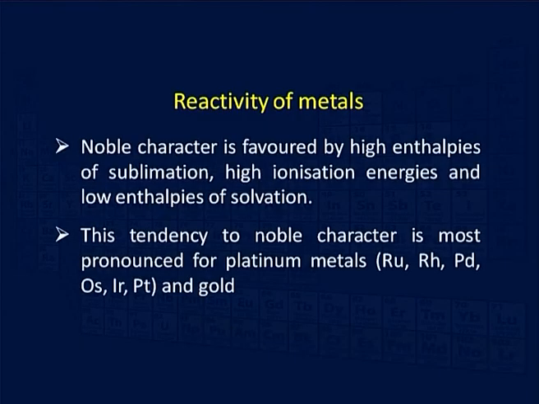This tendency to noble character is more pronounced particularly in the platinum metals, that is ruthenium, rhodium, palladium, osmium, iridium and platinum, and the noble character of gold is also known. Even if you put these metals into acid, particularly platinum and gold will remain unaffected, even with nitric acid. These noble characteristics attract attention in the manufacturing of ornaments and in jewelry.